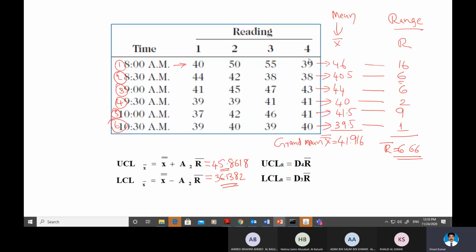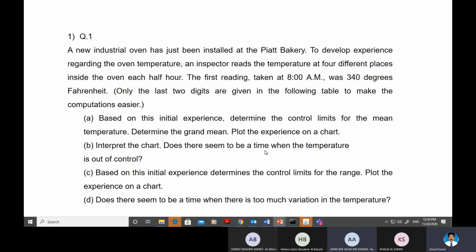Which time is the temperature out of control? Can you tell me which time the temperature is out of control? 8 o'clock. The answer is yes, 8 o'clock. The first one, 8 o'clock, is out of control.